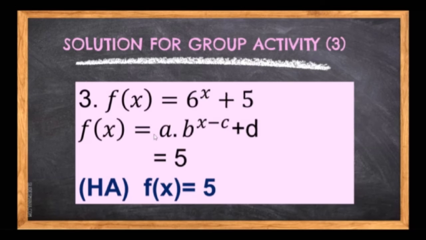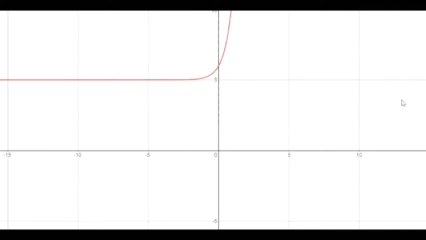Our given in number 3 is f of x is equal to 6 raised to x plus 5. Our formula is f of x is equal to a times b raised to x minus c plus d, where d is the horizontal asymptote. We therefore conclude that 5 is the horizontal asymptote in number 3. And the graph for number 3 should be like this, which means that the asymptote is a horizontal line which passes through the y-axis at 5.